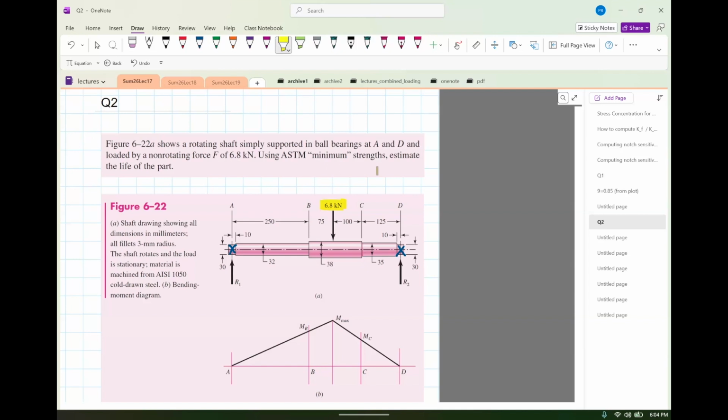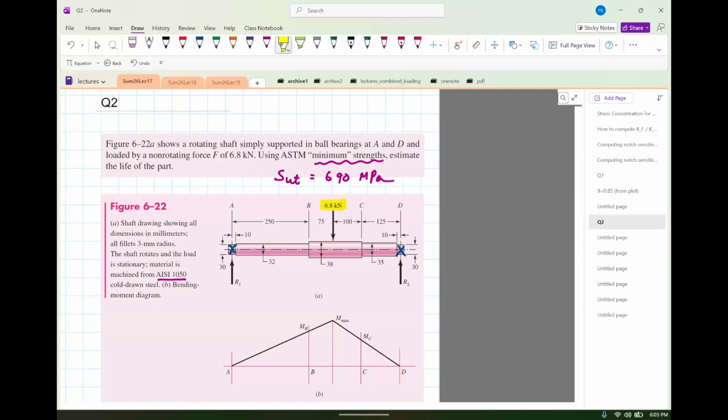Using ASTM minimum strength, estimate the life of the part. Now, ASTM strength is something for which you need a table, you need to look up the handbook to figure out what the minimum strength is. This is basically a way to compute SUT. So I figured out that SUT for this particular shaft, for AISI 1050, is actually 690 megapascals, and I'll give this to you. Otherwise you can get it from a handbook.